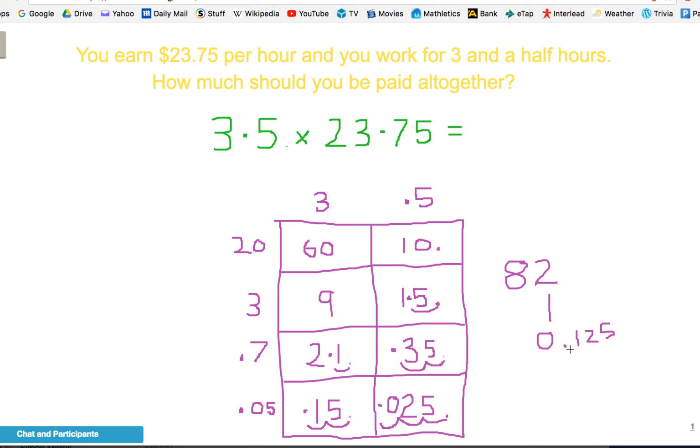82, 83, 83.125. And that becomes our answer, 83.125.